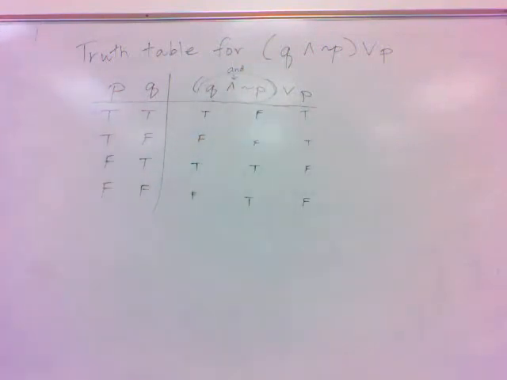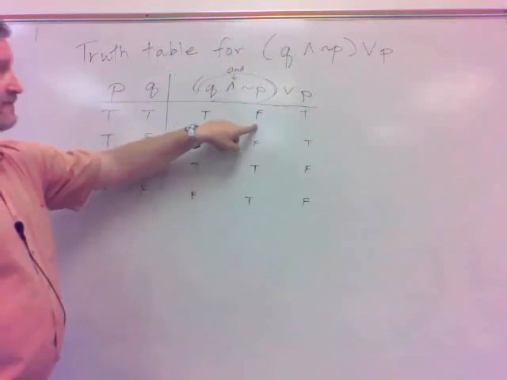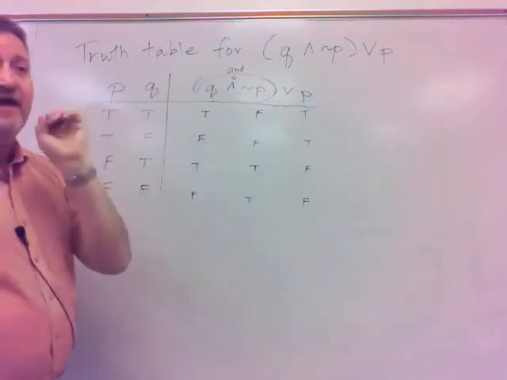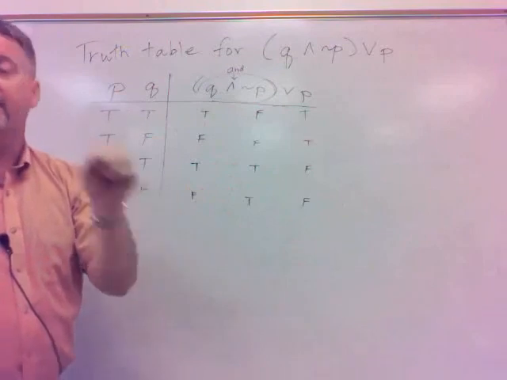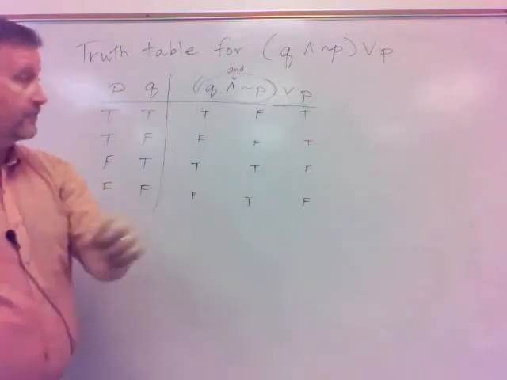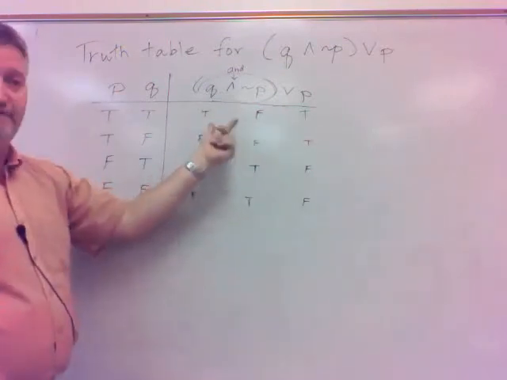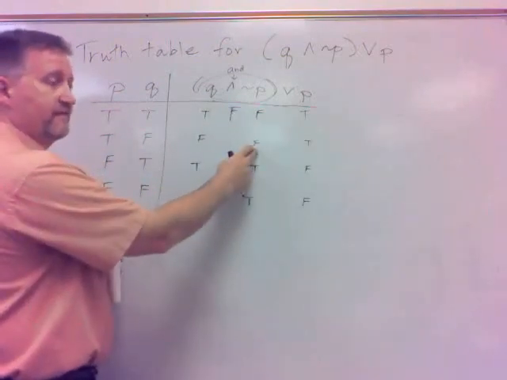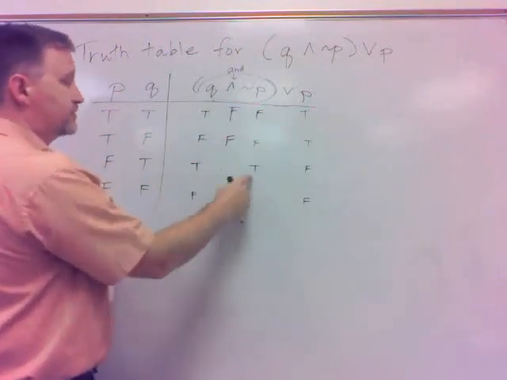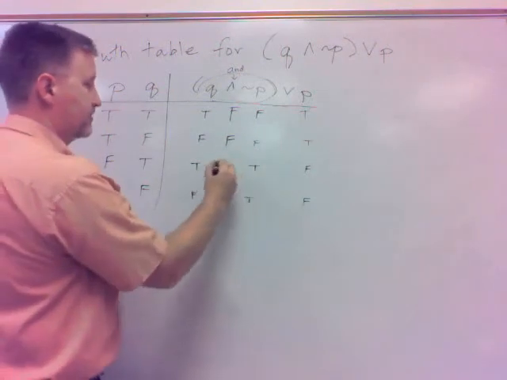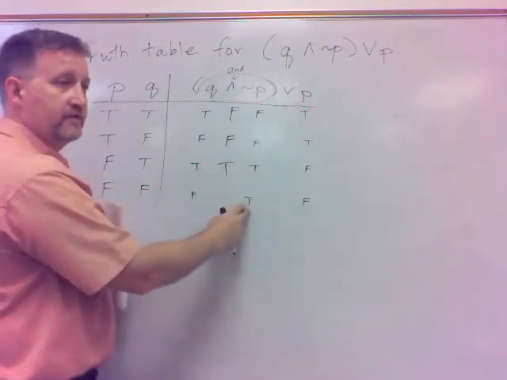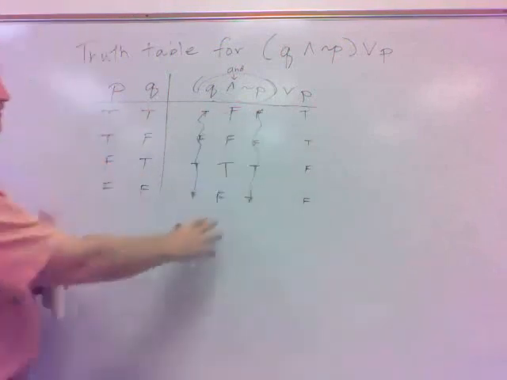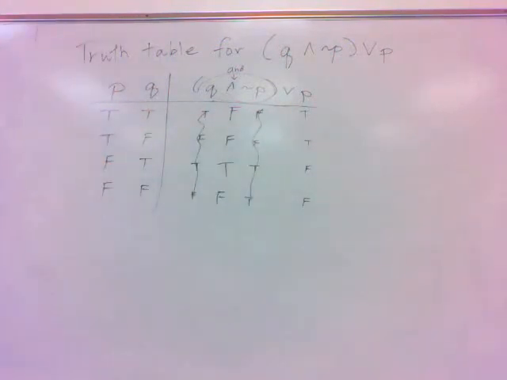So in the first line, what have I got? I've got true and false. How does AND work? AND is the restrictive one, right? It has to both be true for AND to be true. So true and false would be false. False and false would be false. True and true, that would be true. False and true would be false. Mark these out. We'll focus on that. With me?